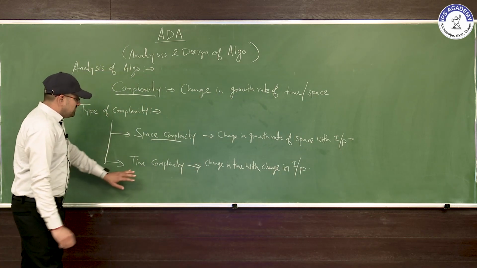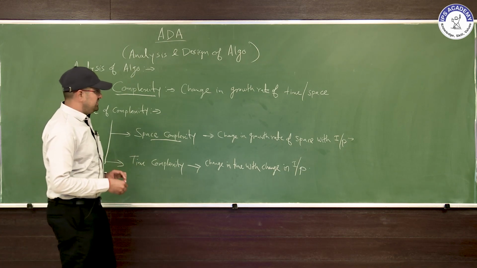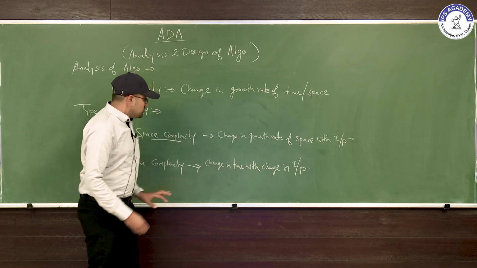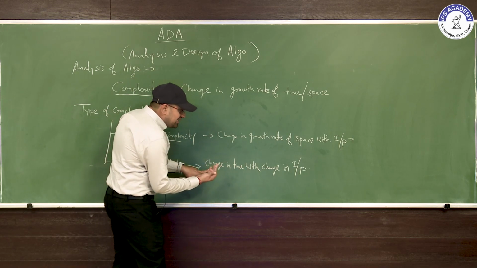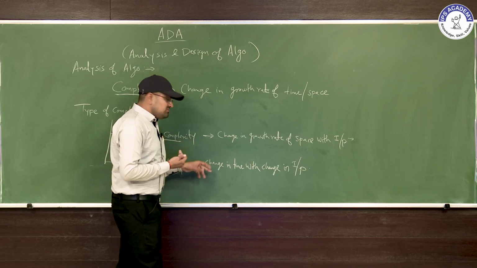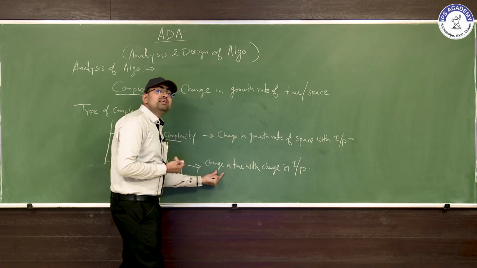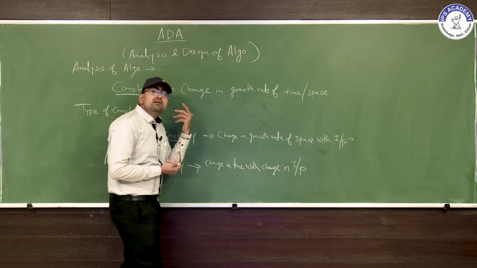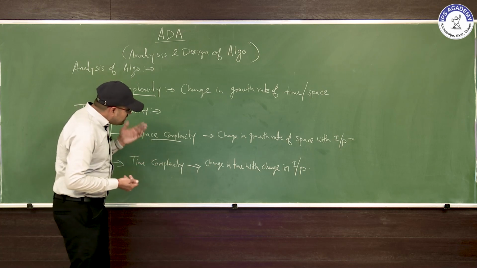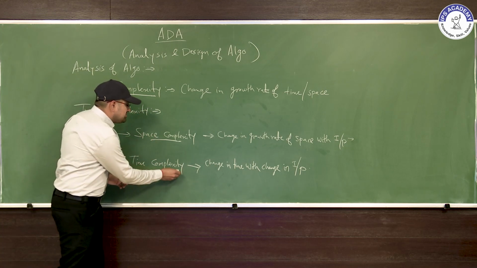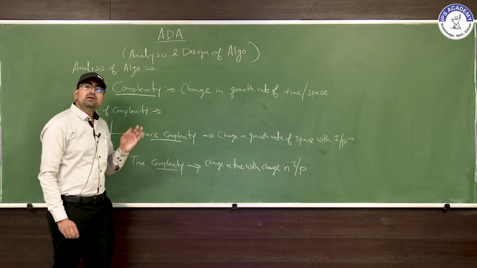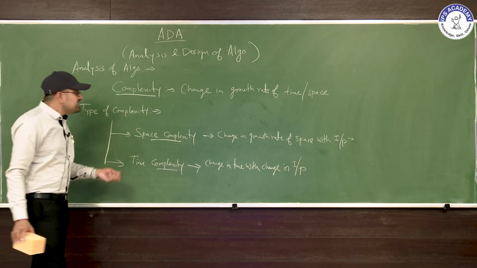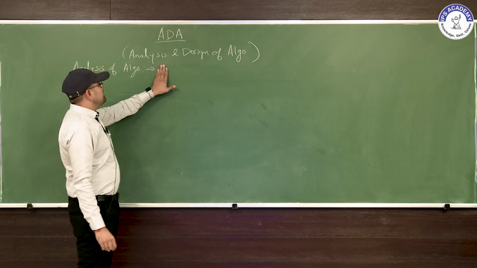Now time complexity we are going to discuss in detail. Definitely it is change in time with change in input. If a higher change is there, we would say the complexity is higher; if a lower change is there, we would say the complexity is lower. So our motto is to lower this complexity. That means the change should be minimum, and we say the algorithm is efficient if that change is small.